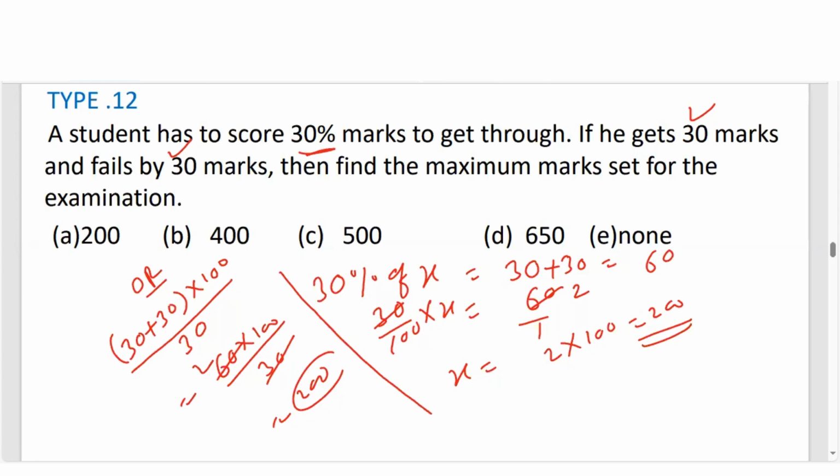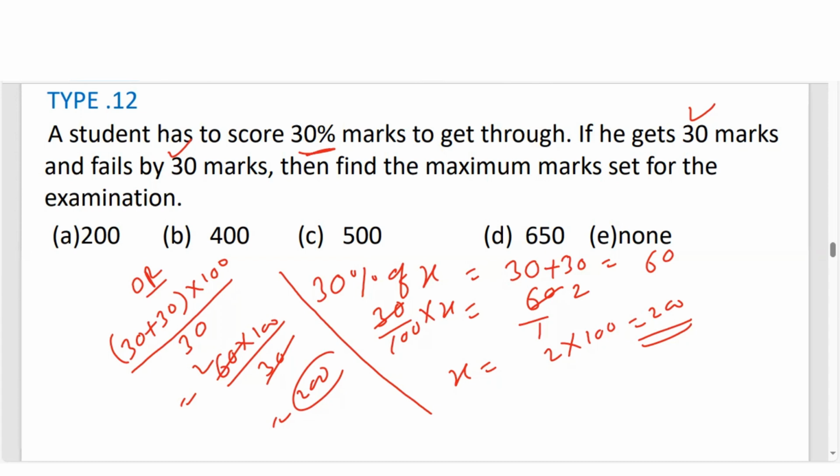You can solve this question by options also. Which option, 30% is equal to 60? That is your answer. So mostly questions we can solve by the option method also. So here what they need for pass is 30 plus 30, 60 marks. So what options are given? Maximum marks. And what we need is 30%. So from the options you can check which option's 30% is 60. That is our answer. So 30% of 200 is what?